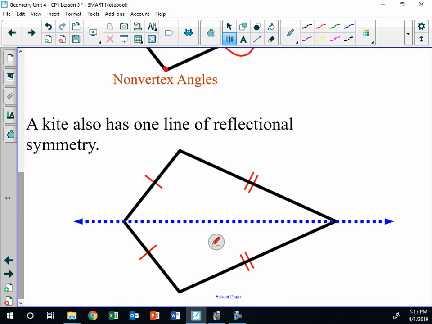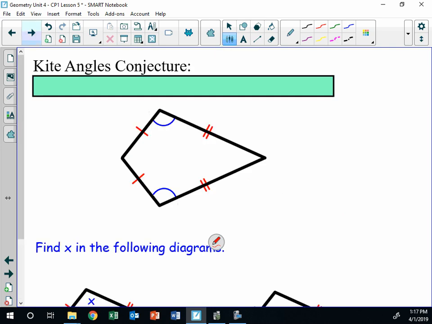A kite does have one line of reflectional symmetry. This line is important because if we have a line of symmetry, that's where we can fold and match up pieces. We can start to see that angles are congruent, and we can work through some of our progression with angles and triangles at that point.